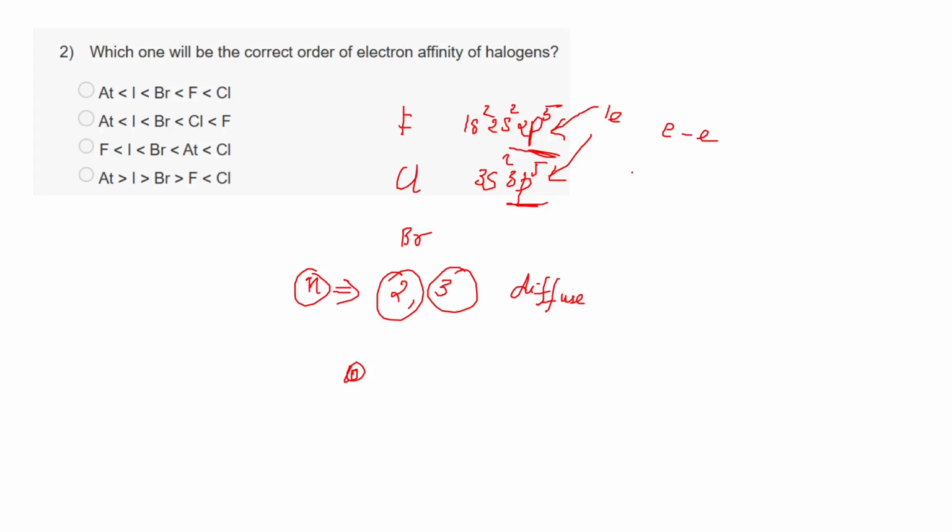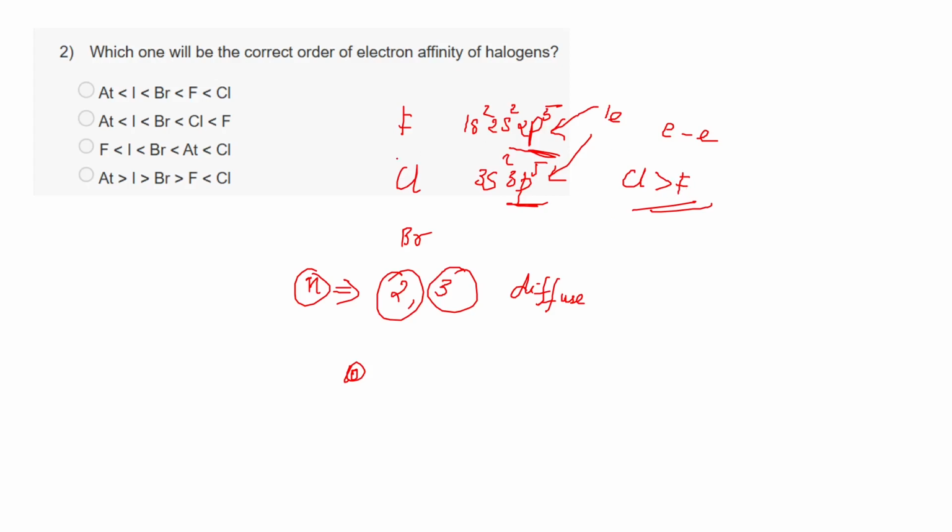So if we compare with chlorine, chlorine will have higher electron affinity than fluorine, because electron affinity is essentially the energy released when we add an electron. Since fluorine does not like this additional electron, the energy released upon adding it will be less compared to chlorine. That is why chlorine has a higher electron affinity than fluorine. So is that clear?